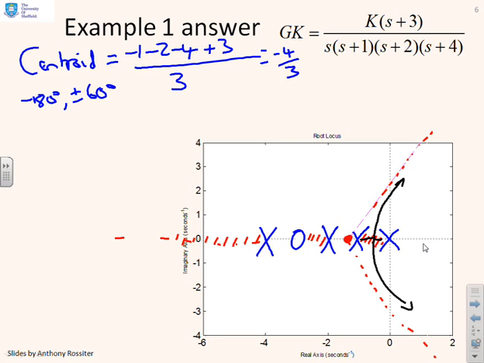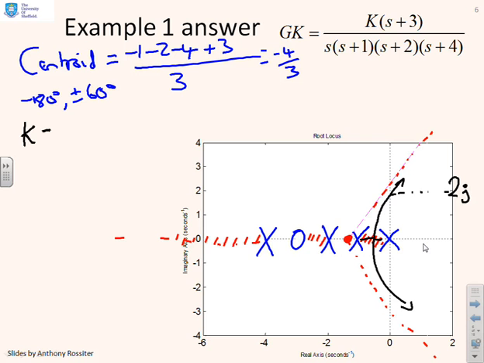So the question we're asked is, where does this root loci cut the imaginary axis? And what I'm going to do is I'm going to say approximately we cut the imaginary axis at 2j. Now I realise that is an approximation, but we've only done a sketch. So having got that, I can now use my formula to get k.